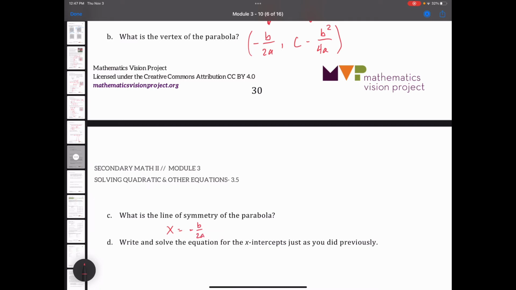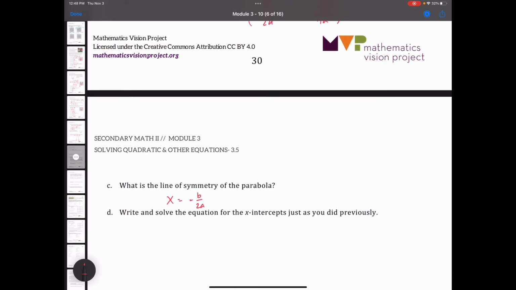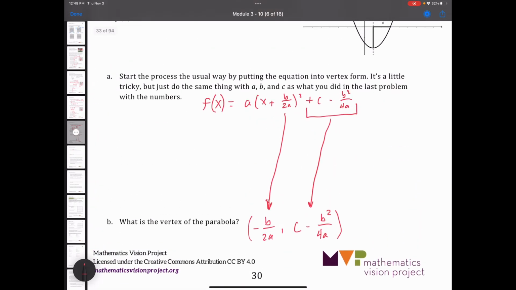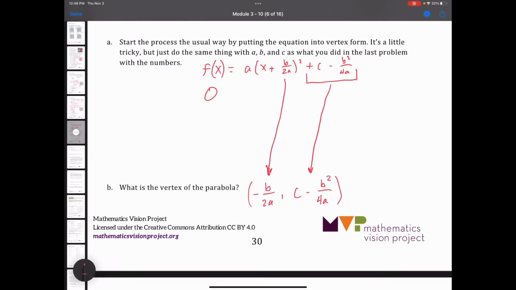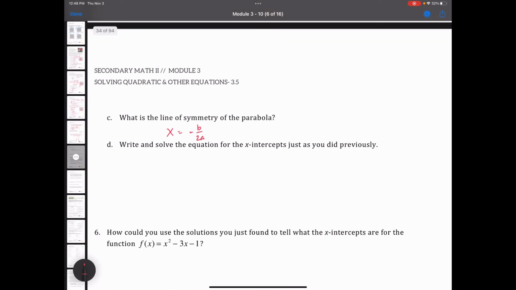And we need to write and solve the equation for the x-intercepts just like we did previously. So this now is where we're going to plug 0 in for f of x, and solve for x. So this one's going to be kind of tricky, but we've got 0 equals a times x plus b over 2a quantity squared plus c minus b squared over 4a.